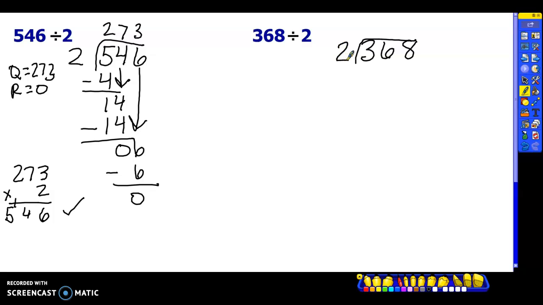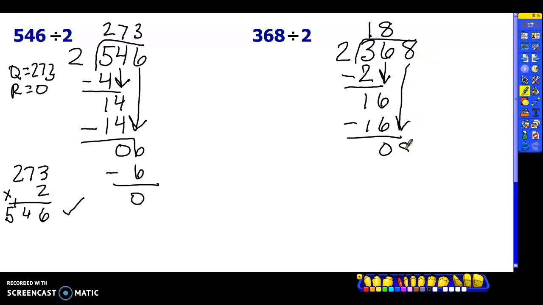Alright, this next one, divided by 2. 2 goes into 3 one time. 2 times 1 is 2. When I subtract, I'm left with 100. I bring down my 6 tens. I have 16 tens. 2 goes into 16 8 times. And 2 times 8 is 16. Leaves us with 0 tens. Still have to bring down my ones. So now I have 2 goes into 8. 2 goes into 8 4 times. And that is 8. And again, it goes in without a remainder.